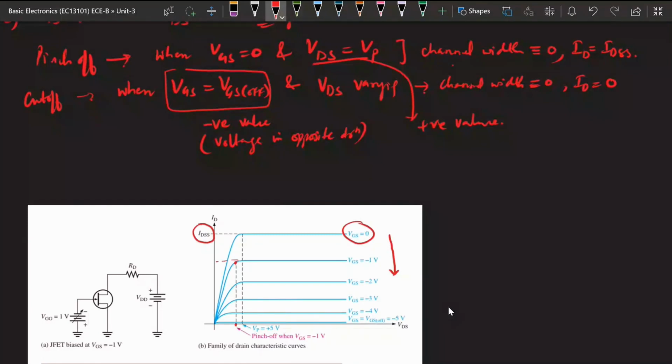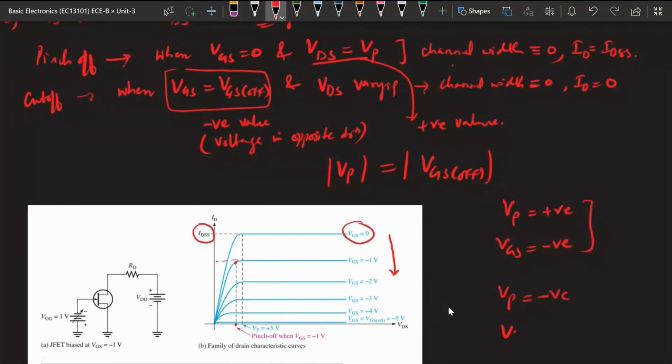So the VDS having the VP pinch off point and the cutoff point, these 2 voltages are almost constant in all cases, almost equal. We can consider the mod of VP equivalent to the mod of VGS off. Its magnitude is almost the same. In all cases we consider it a constant, but the only difference is, if VP is positive, then VGS will be negative of the same magnitude. If VP is negative, the VGS will be positive. If VGS is negative, it is for N channel. So for N channel, the VP will be positive and VGS will be negative.